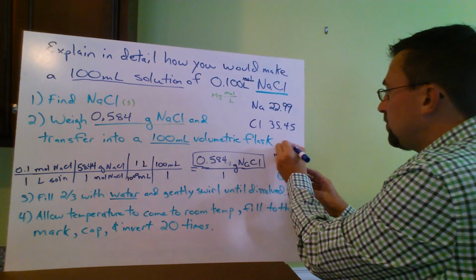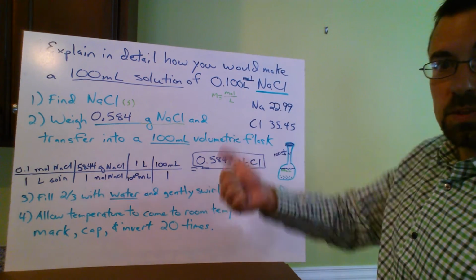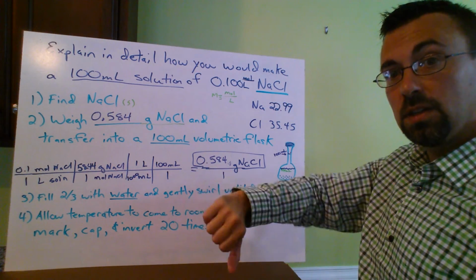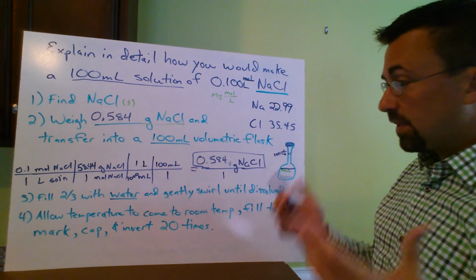Cap it. Don't use your thumb. Going back to safety. Cap it. And then flip it 20 times. It really actually takes 20 inversions, with the bubble going up and the bubble going down, to really get a full mixing. And there you have it.